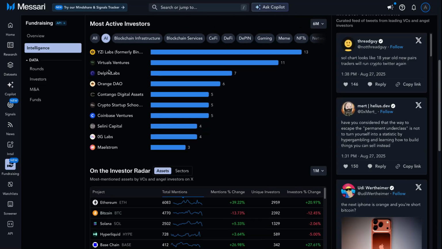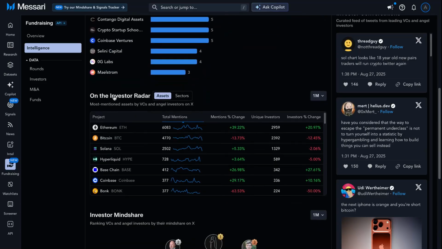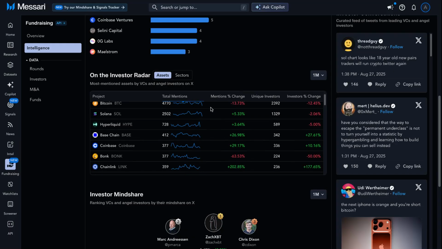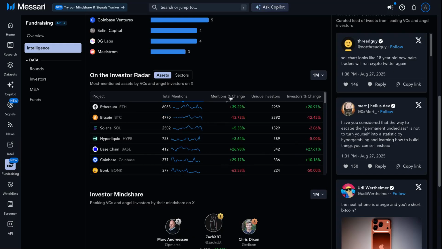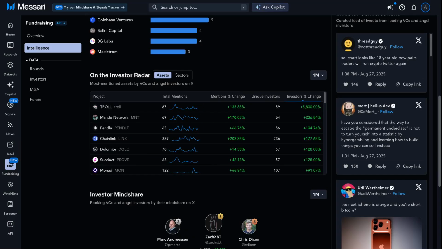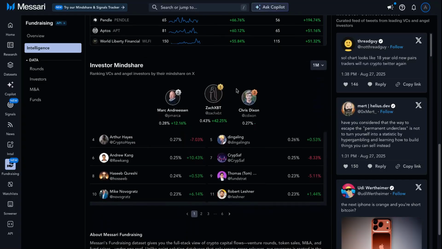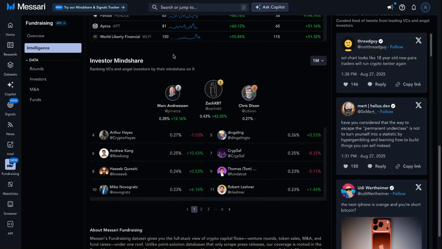Our On the Investor Radar module highlights the most mentioned assets by VCs and angel investors on Twitter. So we have the total number of mentions and the unique number of investors who are speaking about an asset. So from here, you can quickly understand what are the most talked about assets by VCs and angel investors. And you can also see what assets are increasing or decreasing by the number of investors talking about them or the total mentions.